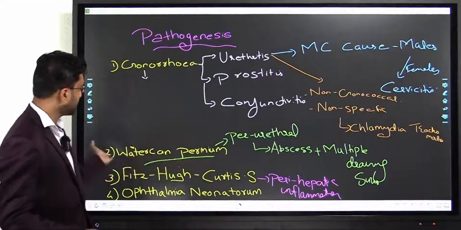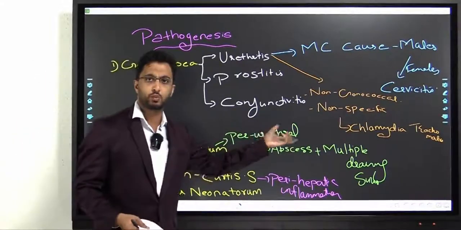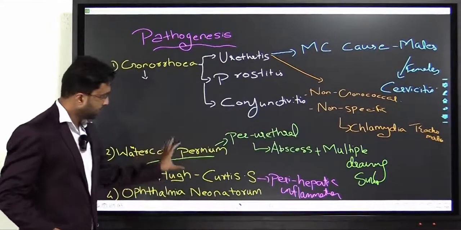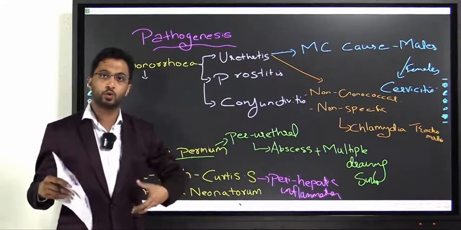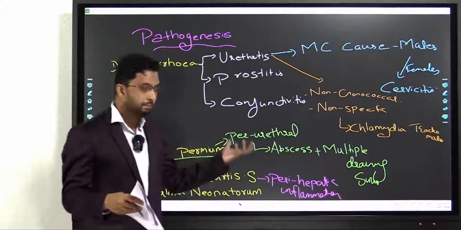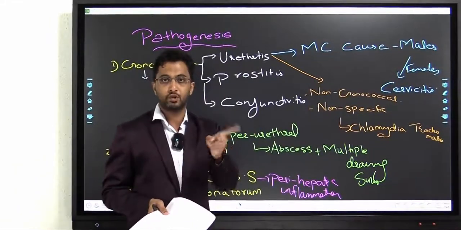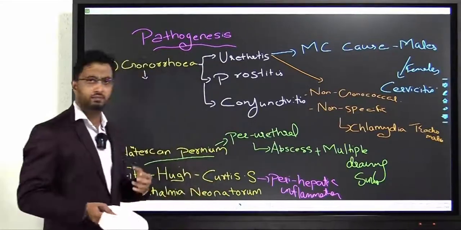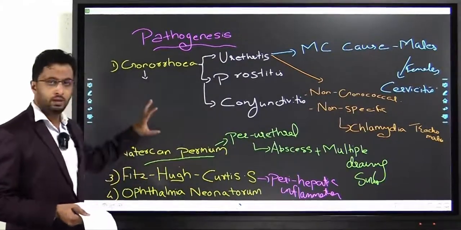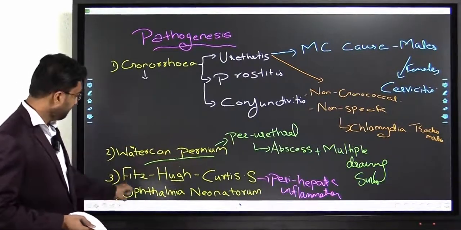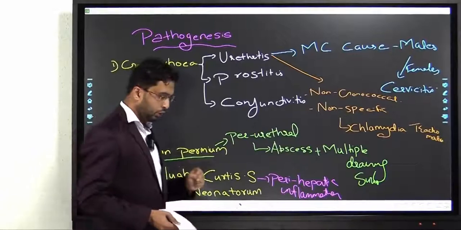So hope you got the difference between watering can perineum and Fitz-Hugh-Curtis. Watering can perineum is much more in the reproductive organ, involving periurethral tissue. But Fitz-Hugh-Curtis syndrome goes into the peritoneum with perihepatic inflammation, with inflammation of the capsule and not parenchyma. There are many other symptoms also, but because it's a syndrome, just know this much at least. And finally it is ophthalmia neonatorum.